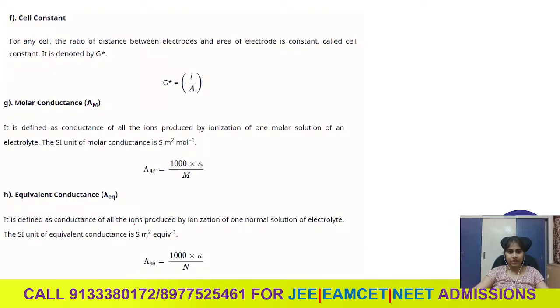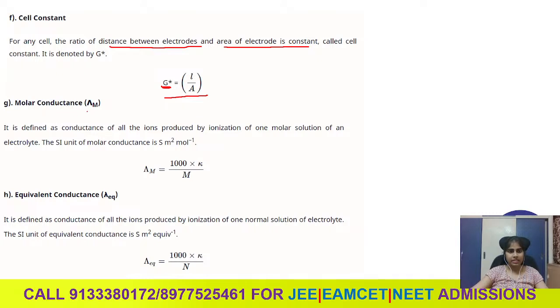This is the definition of specific conductance. Next, what is meant by cell constant? Cell constant is the ratio between the length of the electrodes and the area of cross section. That is known as cell constant, represented by G star. You can see this cell constant is equal to L by A.